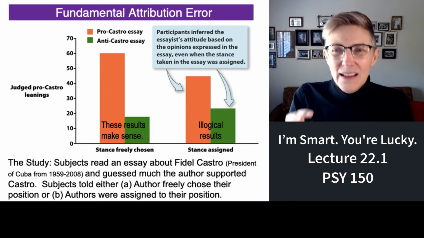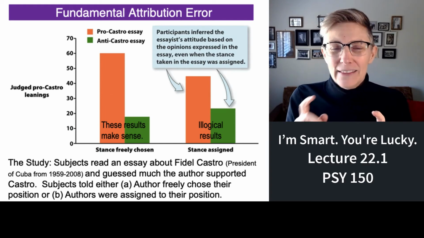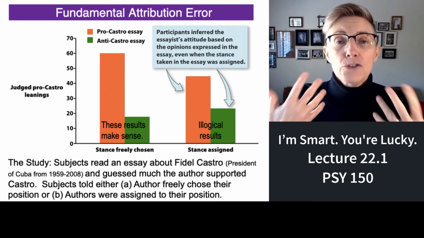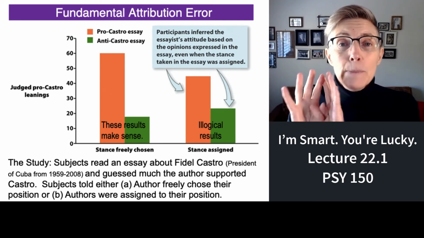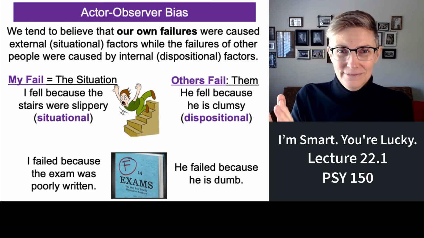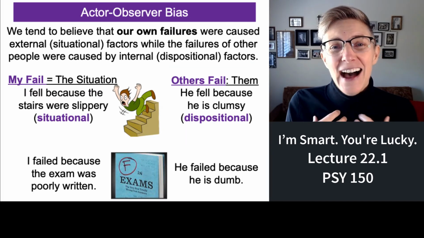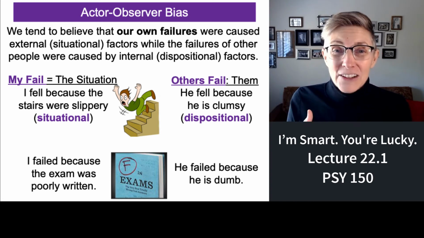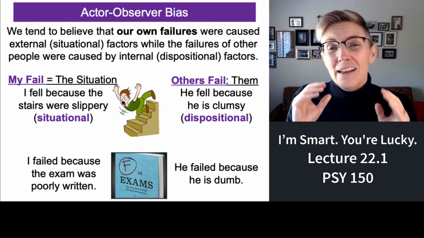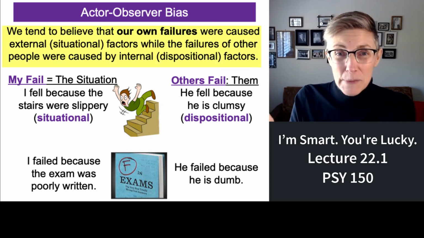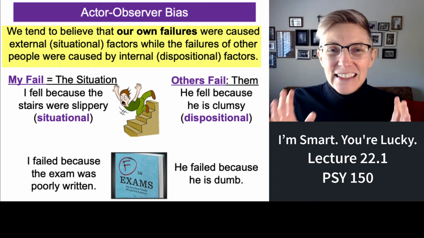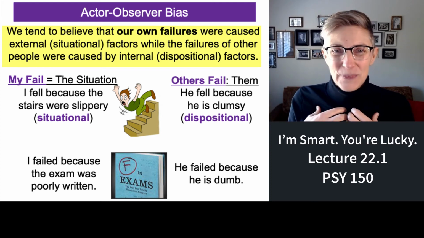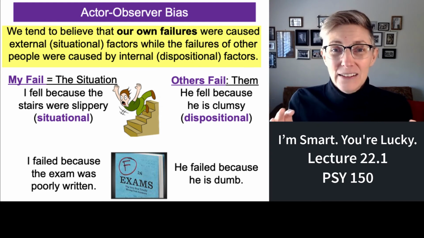All right. So now I'm going to complicate things a little bit. The fundamental attribution error is when we make judgments or inferences about other people. How do we interpret what happens to us? There is another important bias. It's called the actor-observer bias. We do one thing when we're looking at other people, but something entirely different when we're making attributions about our own behavior. Okay, let's start with failure.